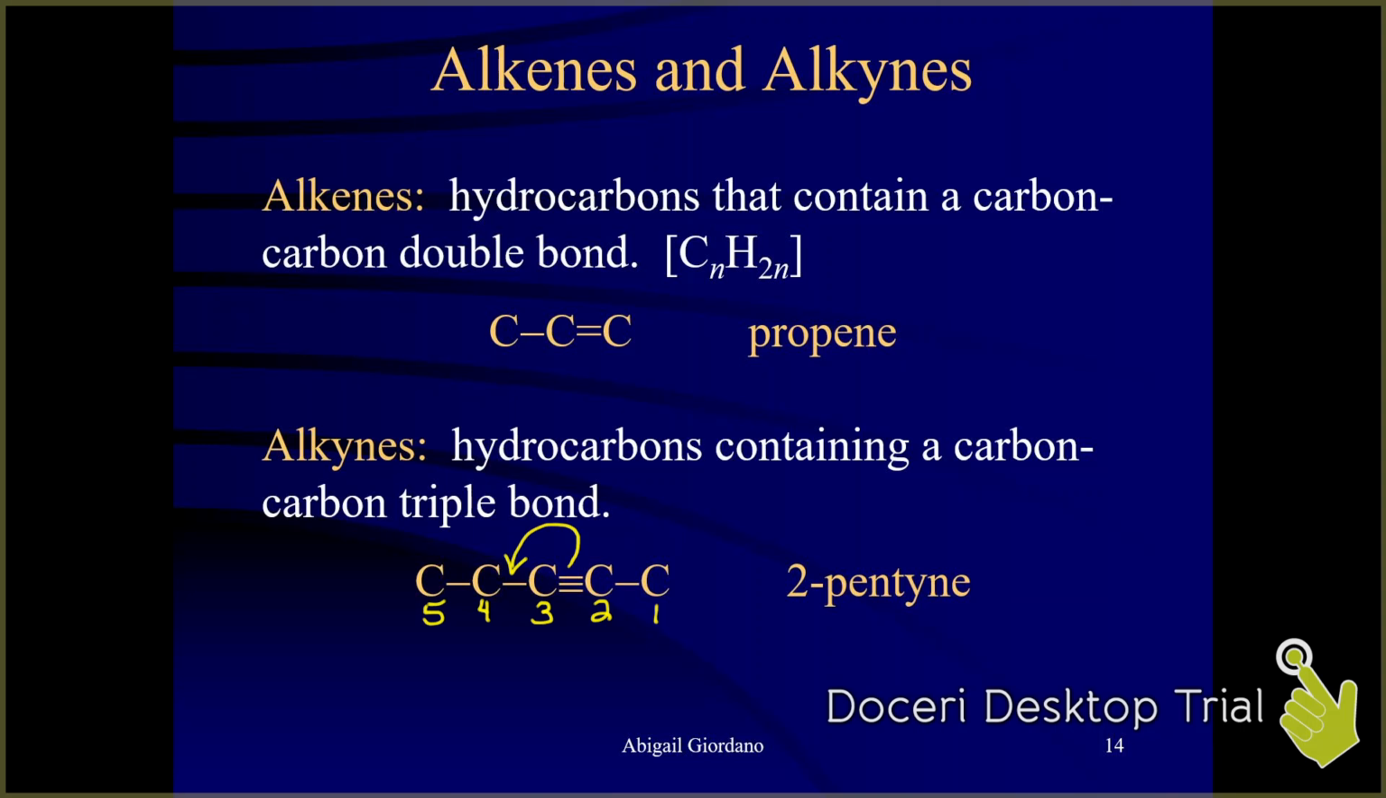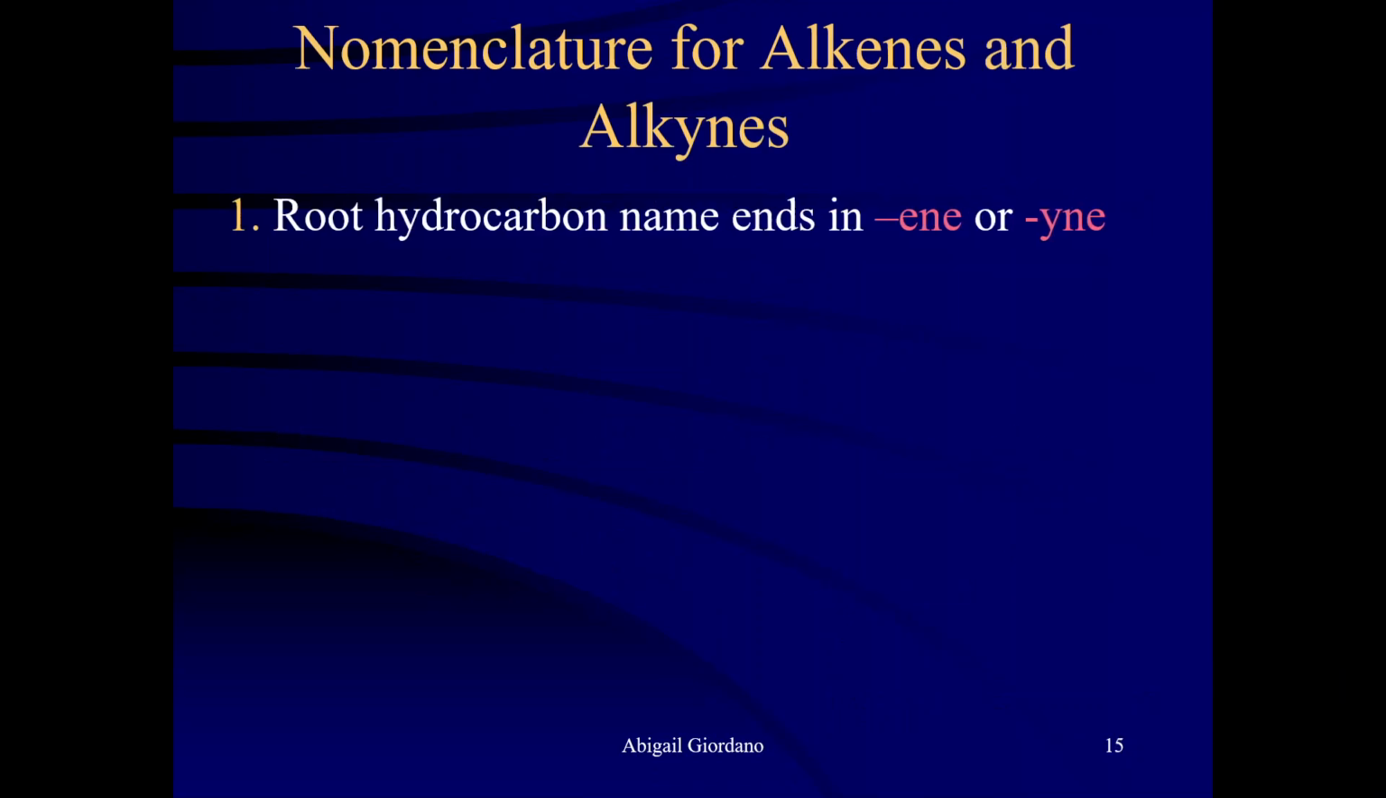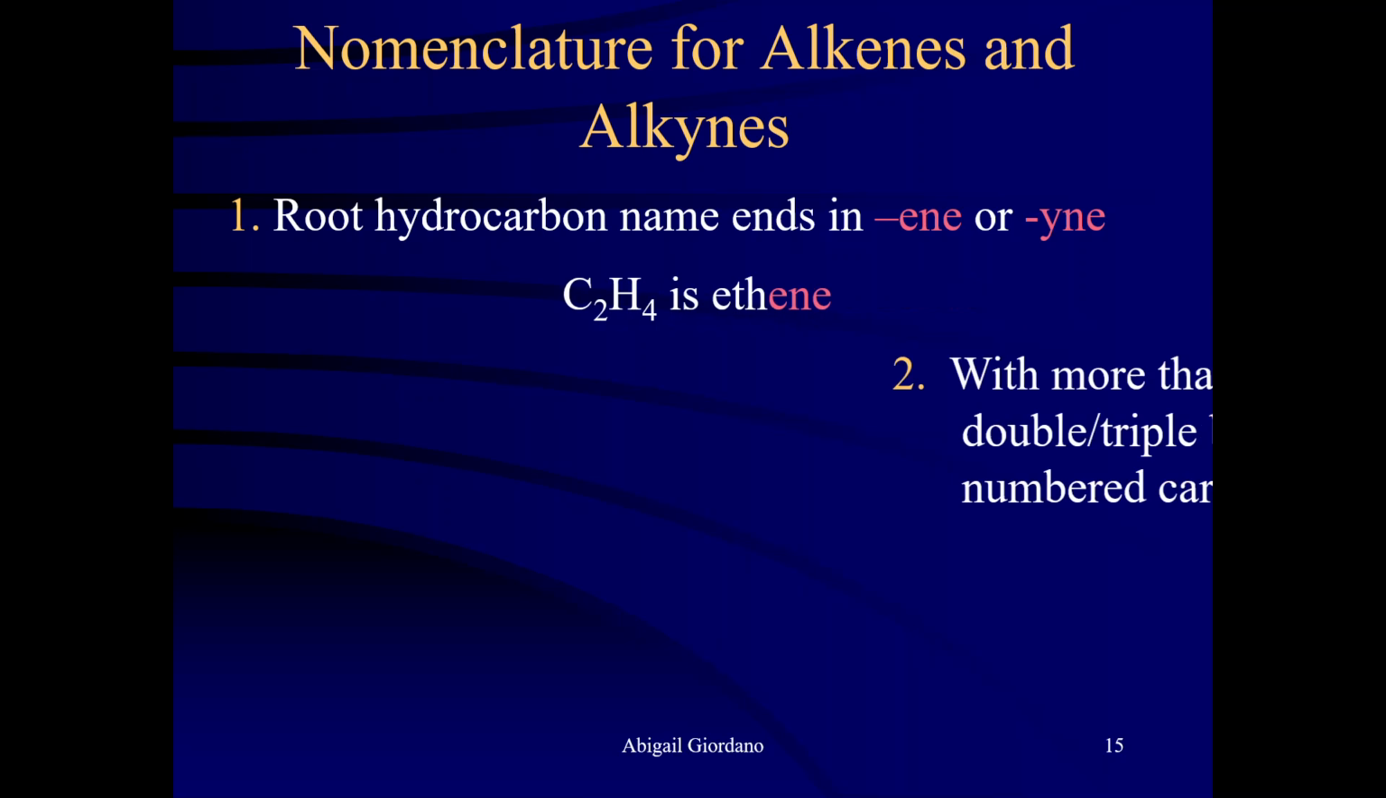We would then number from left to right. Now, what if we put the triple bond in that position? Then it would be 1-pentyne. Okay. All right, so depending on if it has a double or triple, it gets that ene or yne ending.